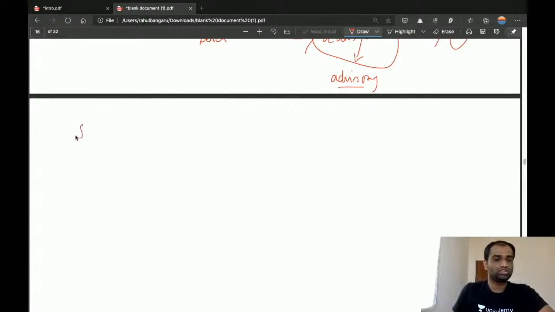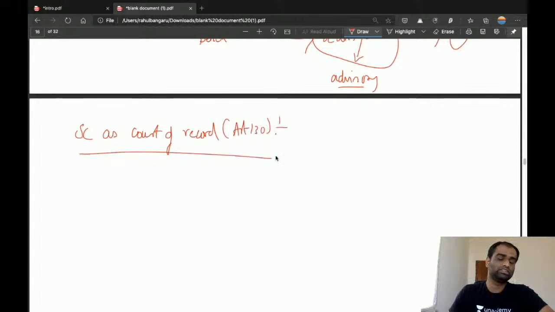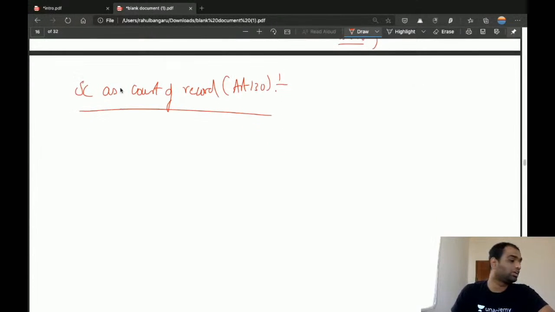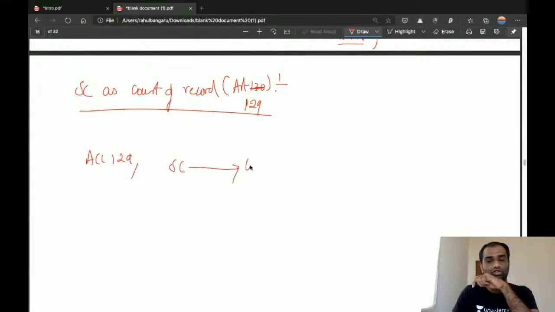Now the next one is Supreme Court as court of record. This is given in Article 130, not 130, according to Article 129. According to Article 129, the Supreme Court acts as a court of record.